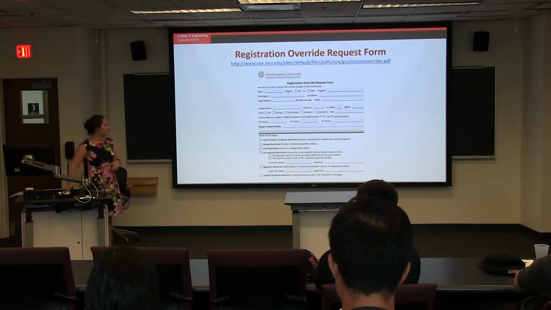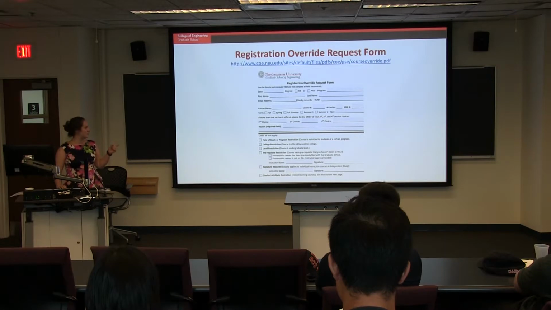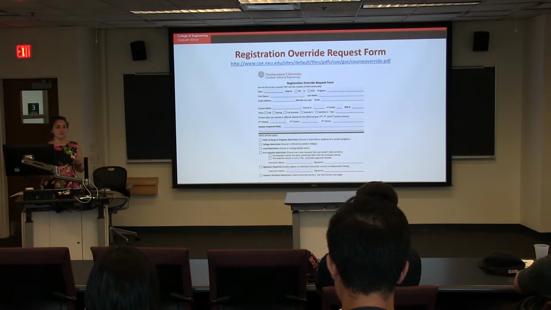So if you can see below, they have the different registration errors you might encounter. So you'd select that, fill out the course, put the course number, the CRN, the term you want to take it in, and then deliver this to me in 130 Snell.